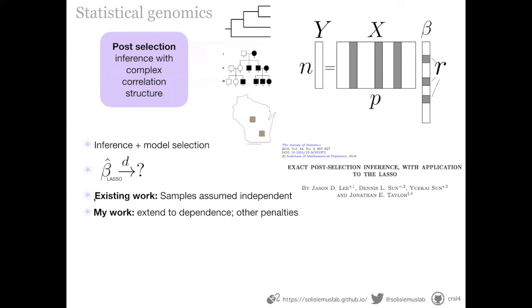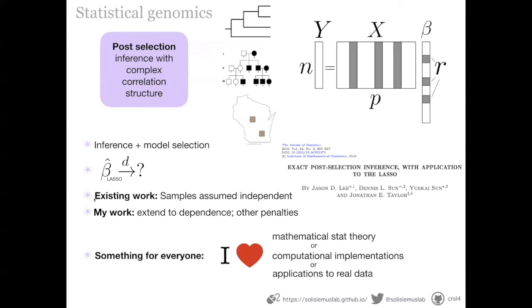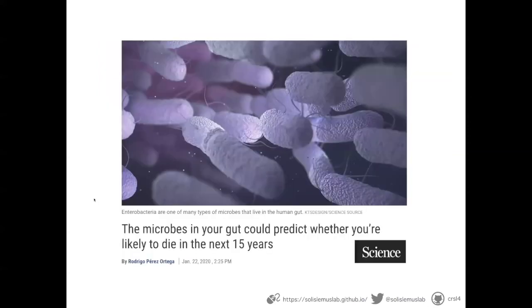What we want to do in the lab is to extend to different dependent structures and also to other types of penalties. This is a type of work for students that are interested in doing research in the lab, that has either very theoretical foundations of mathematical statistical theory, or implementations via software or computational tools, and also applications to real data, as I described in the previous slide.